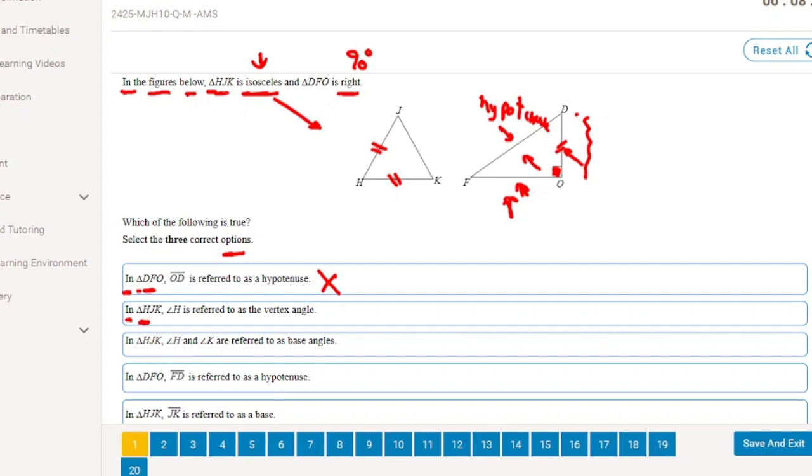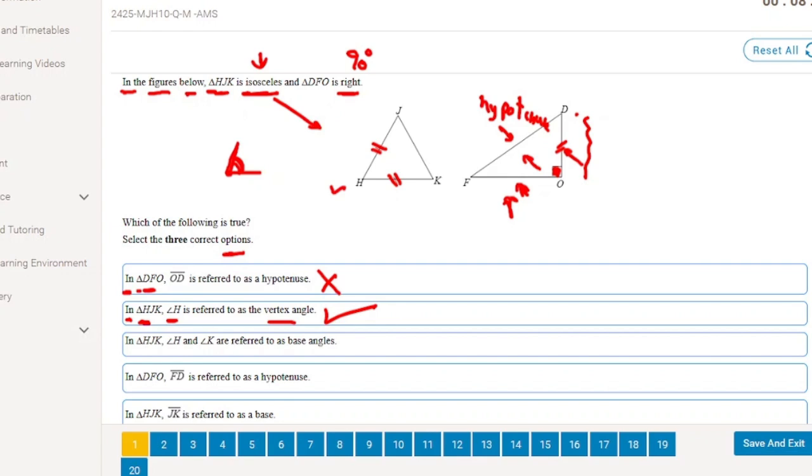In triangle HJK, angle H is referred to as the vertex angle. Vertex angle means we have two lines intersecting at one point. This angle will be the vertex. So this is the right answer.